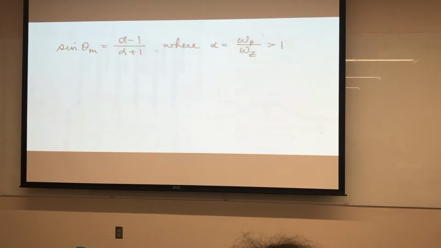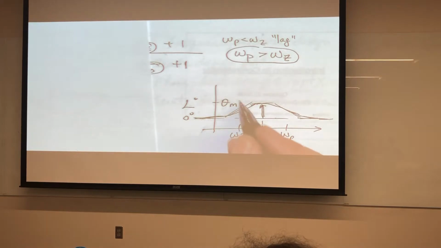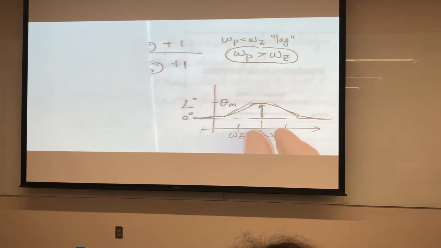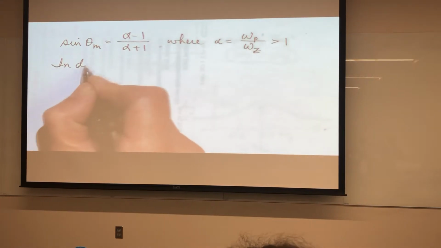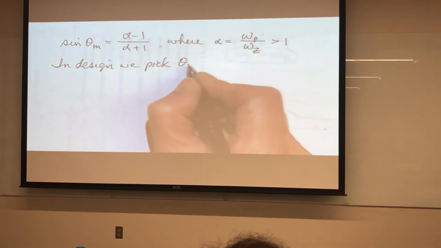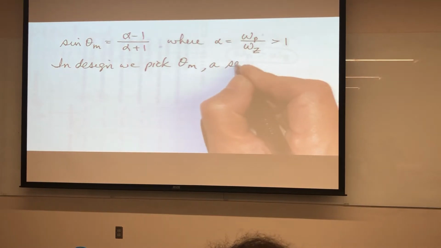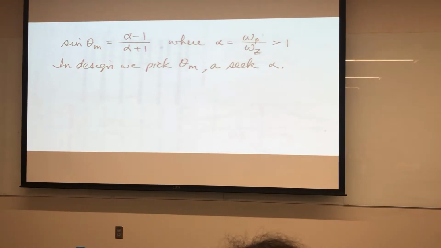Now usually in design, we're going to try to improve the phase margin. If we don't have sufficient phase, we want to add phase lead. We want to anticipate what's going on. So we design for a certain theta m, and then we have to figure out what alpha is. So usually in design, we pick theta m, and we seek the value of alpha. So alpha is the unknown in our design.